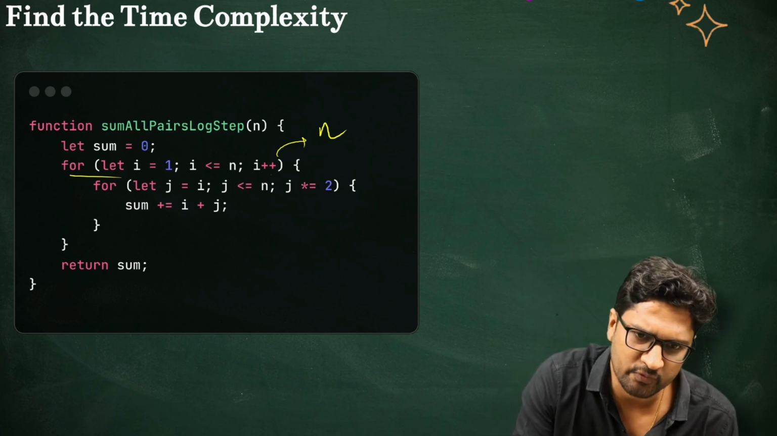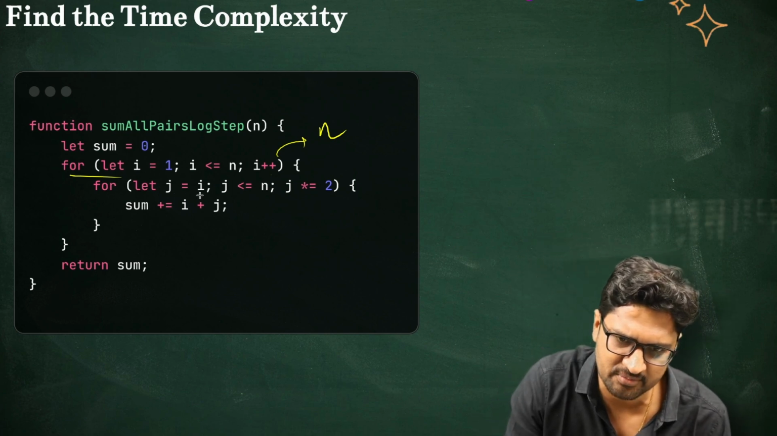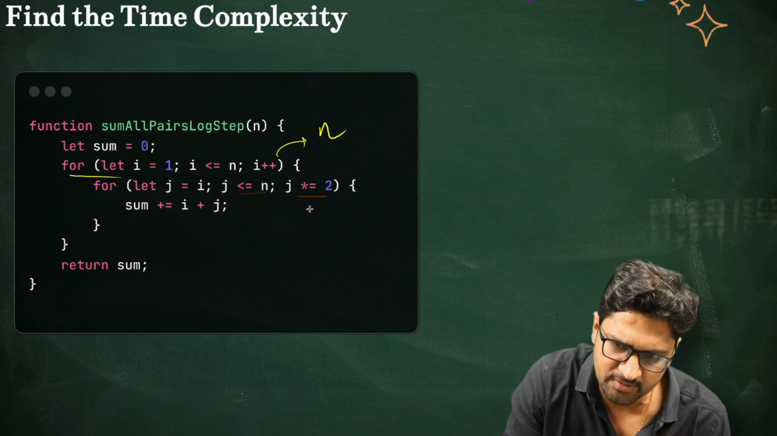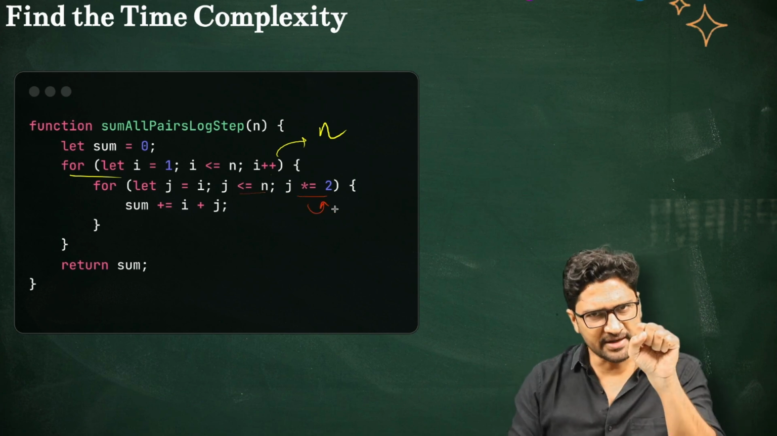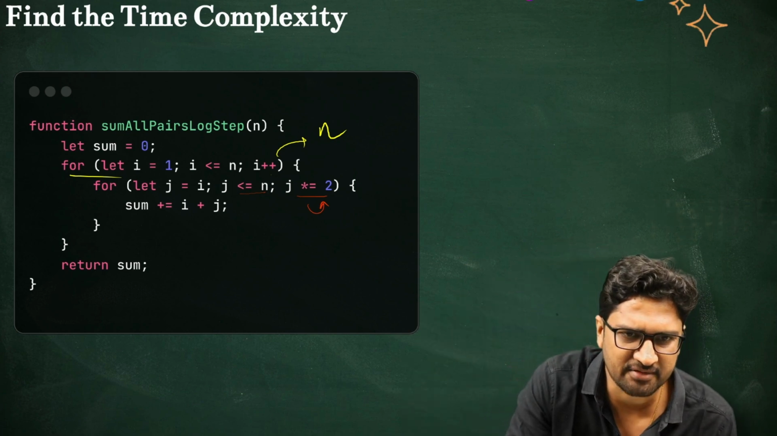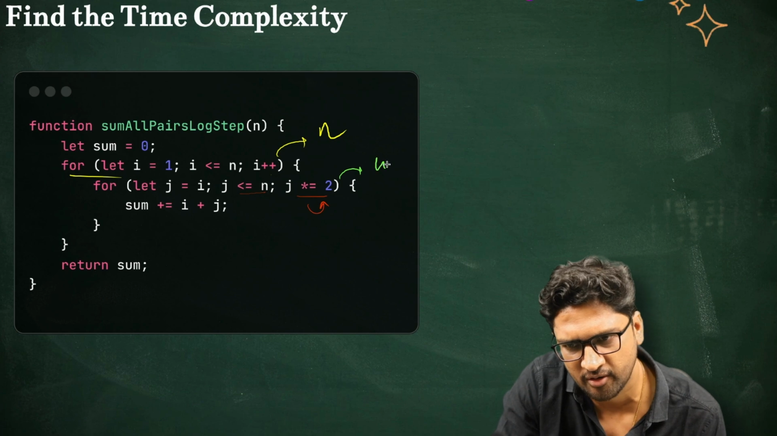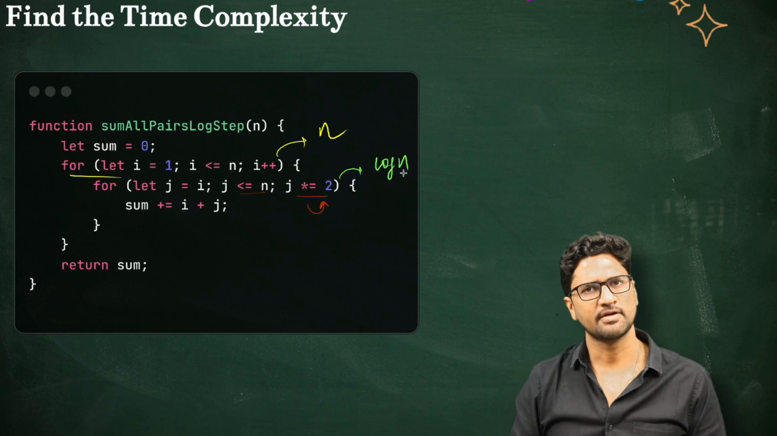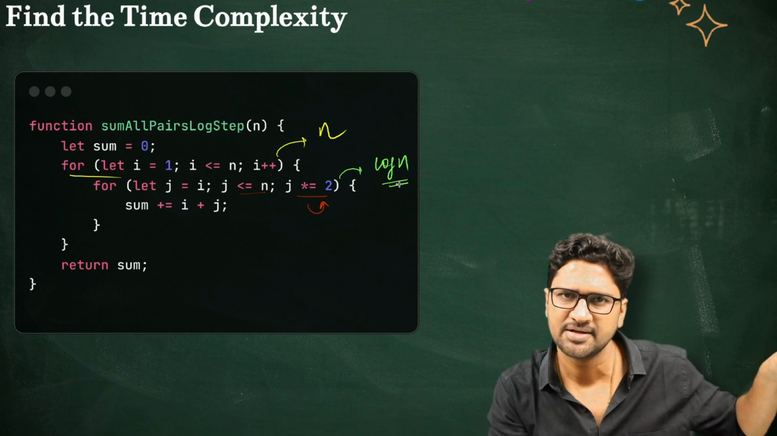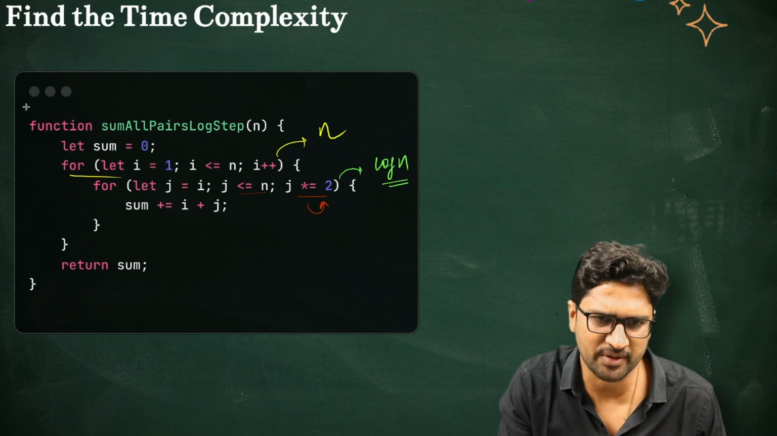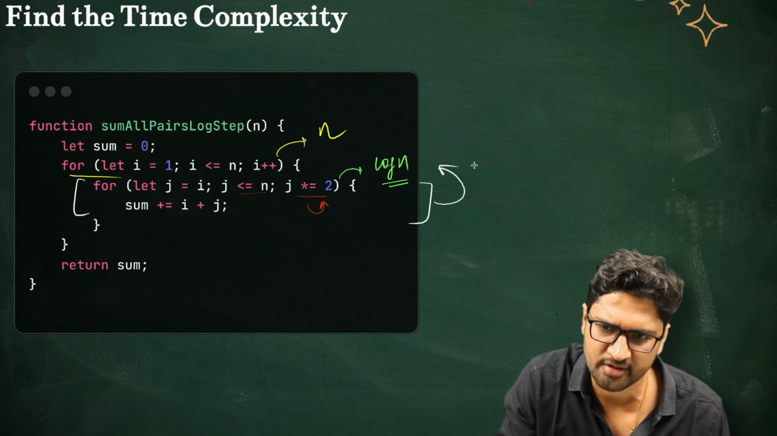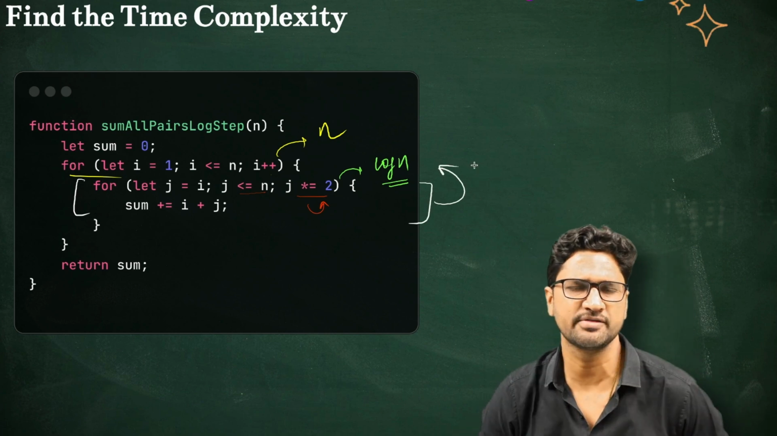This inner for loop which you see here, j starts from i, j is less than or equal to n, and every time j is getting multiplied by 2. So every time something is getting doubled, we have already seen in our previous problem, this will run for logarithmic n. If you are not able to understand why it is running for logarithmic n, go back, watch that portion, and then you should be able to identify why this for loop will run for logarithmic n.